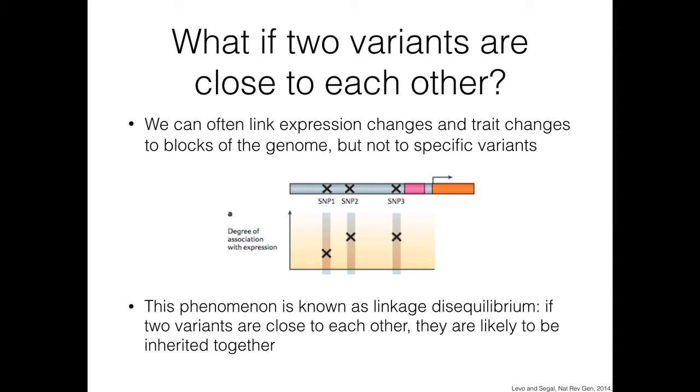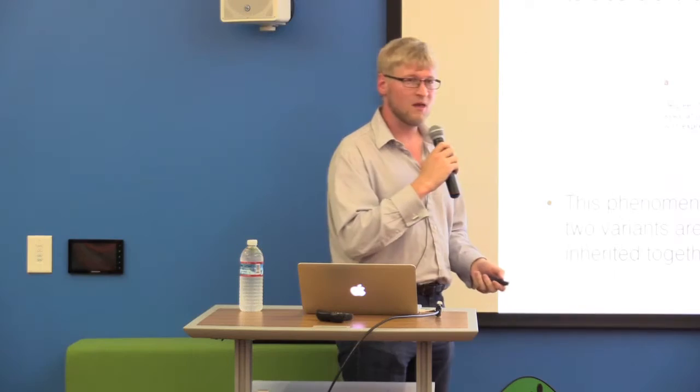Both of them are correlated at the same rate with me having a disease, or having a change in how much of a copy of a protein that I make, something like that. And this phenomenon is called linkage disequilibrium. It's essentially just a simple way of saying what a lot of us know about locality: if two things are close by to each other in the genome, they're probably going to get inherited together.